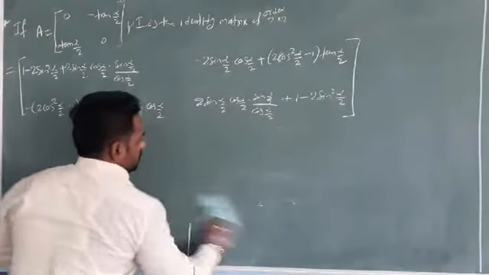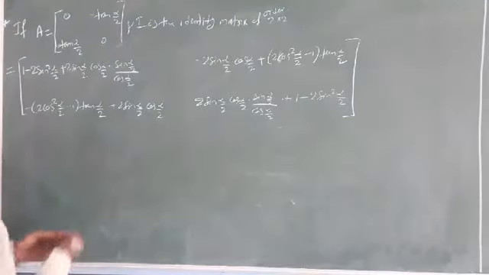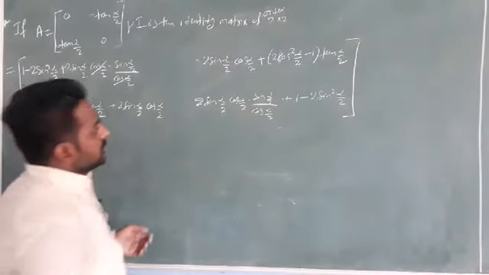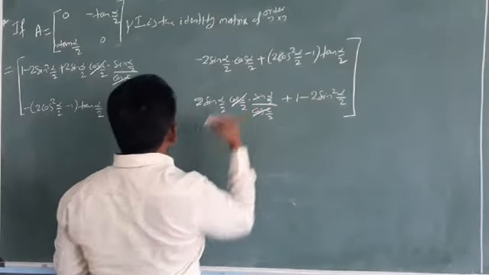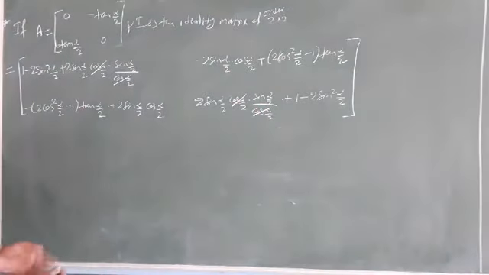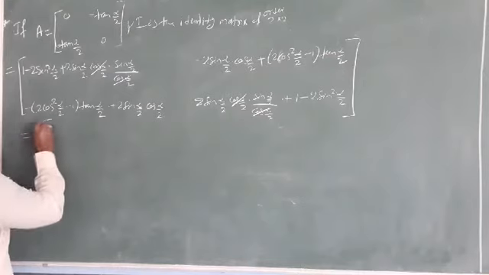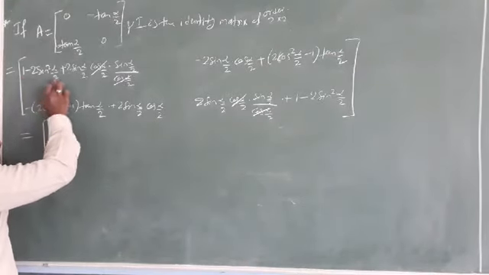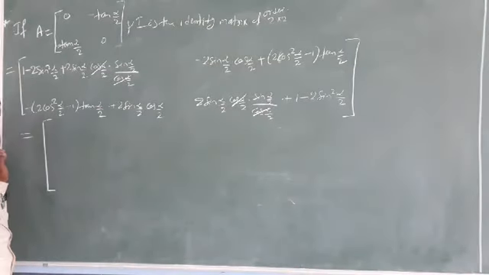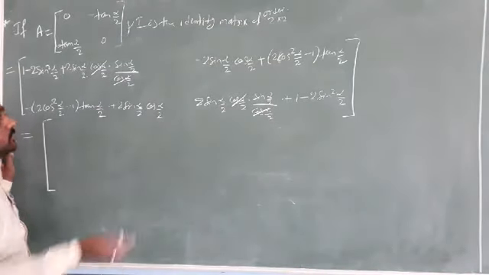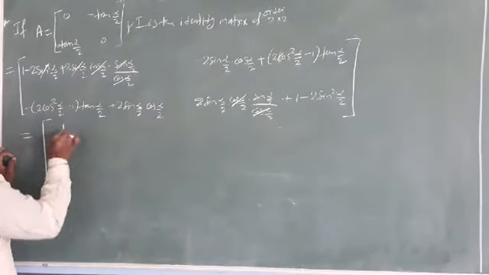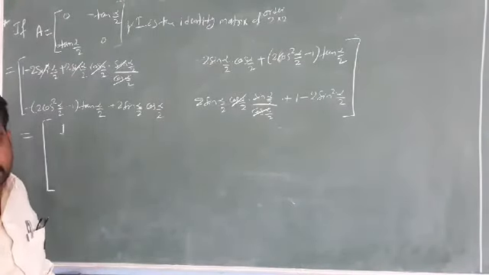So now just observe here, cos alpha by 2, cos alpha by 2 get cancelled. Here cos alpha by 2, cos alpha by 2 get cancelled. So what is the result here, students? 1 minus 2 sin square alpha by 2, 2 sin alpha by 2 into sin alpha by 2 plus 2 sin square alpha by 2. So minus and plus value get cancelled. We get the result 1 here.